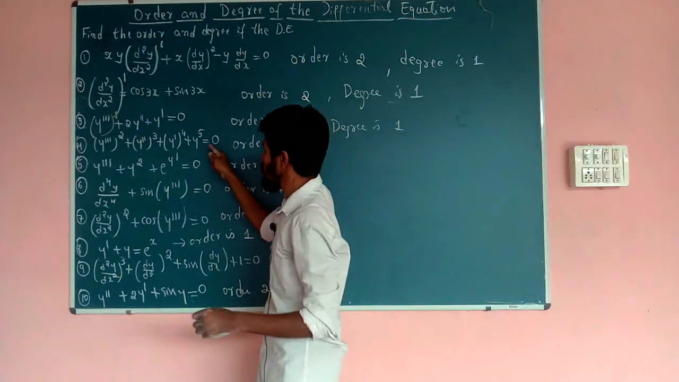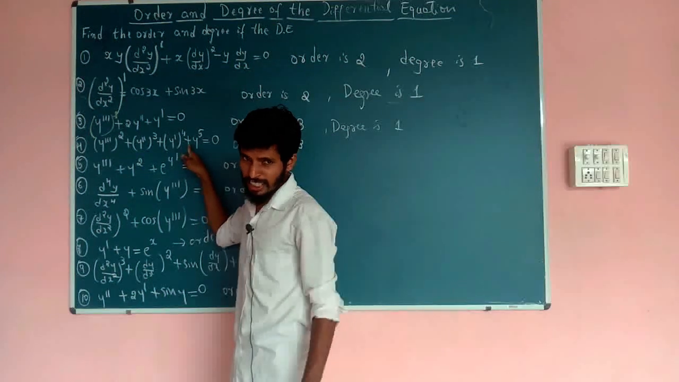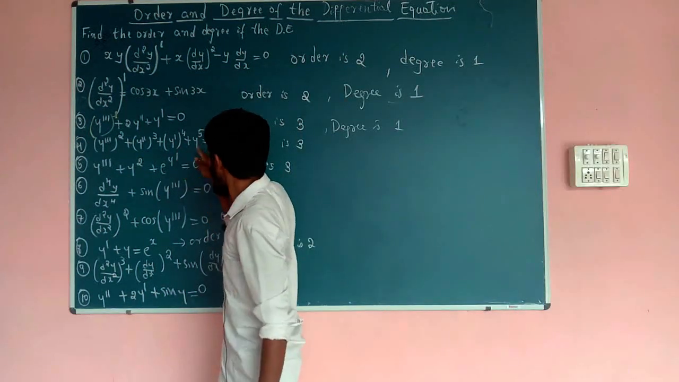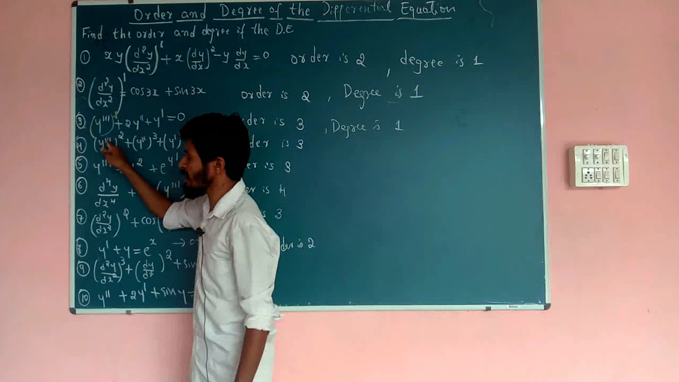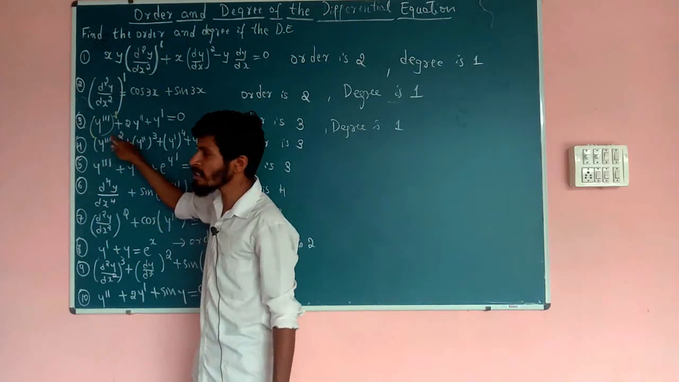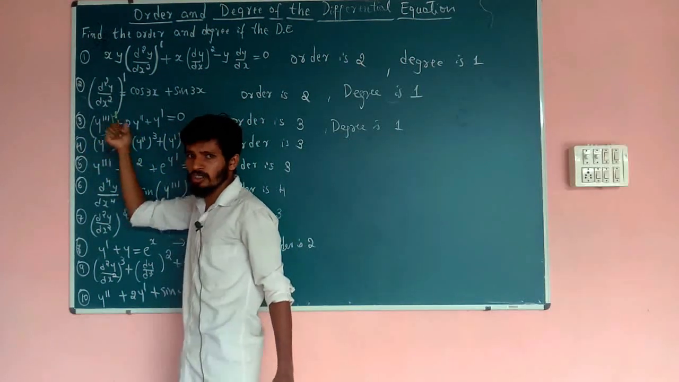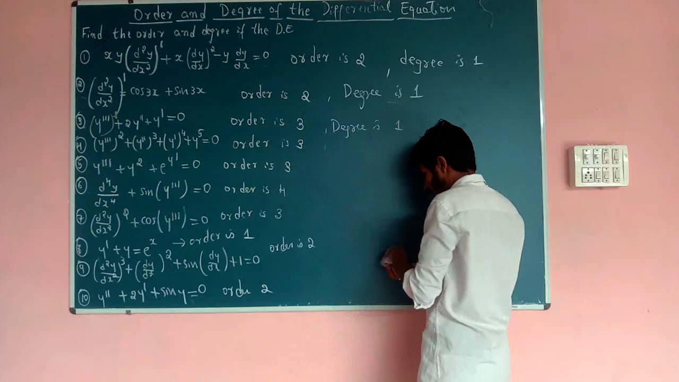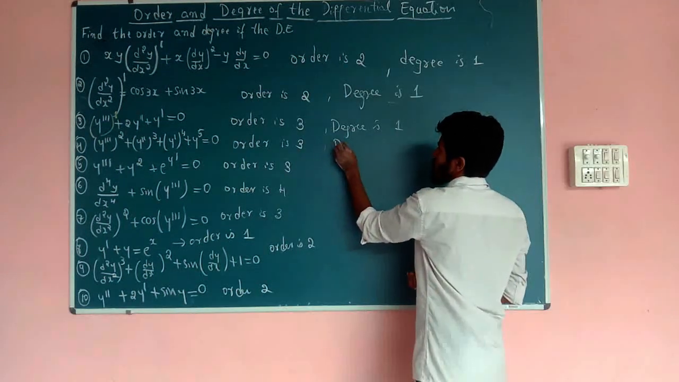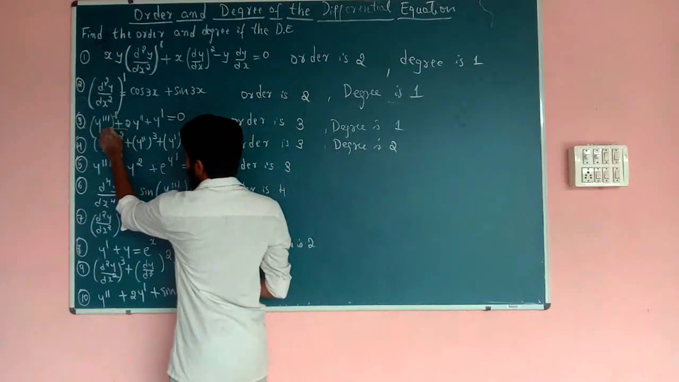See, here there is no sin, cos, tan, e to the power x, log x. Degree is defined. The highest order derivative is of order 3. y triple dash is the highest order derivative. The power of the highest order derivative, y triple dash, is 2, correct? Therefore, degree is 2. Don't get confused while looking at this.